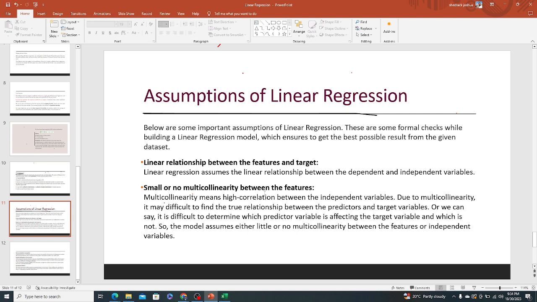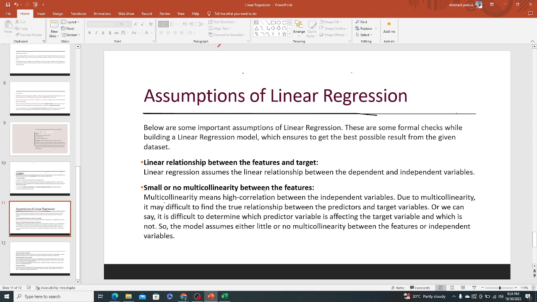What if we use those two different features to determine our salary? In case of prediction, we won't know which variable is affecting our output most. So that's why we usually say, more so for multiple linear regression, there should be small or no multicollinearity.